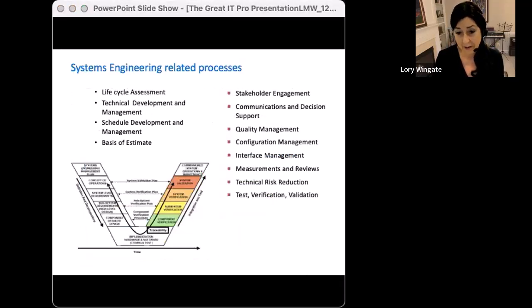Now, slightly off topic for this group, but complementary, is the systems engineering discipline. Systems engineering gives us strong processes and measurements and reviews, technical risk reduction, and test verification and validation. These processes are found in project management, but the systems engineering discipline provides more structure, templates, and information about when and where to apply the processes. Don't worry if you're unfamiliar with systems engineering. We will be extracting the fundamentals from the systems engineering processes and talking about where they fit in the project management lifecycle.